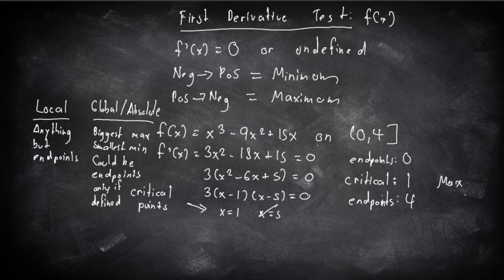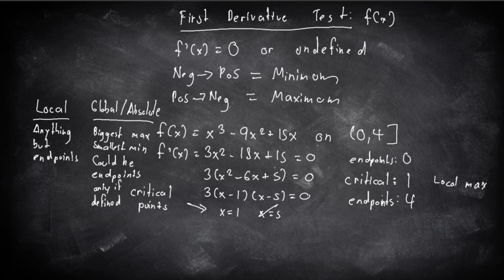But what type of max? Well, remember it's a critical point. It's not an endpoint, so it has to be a local. So local max. Well, can it be a global? We don't know that yet because we need to determine if it's the biggest or the smallest. Since it's a max, we have to determine specifically if it's the biggest, and we'll do that later.